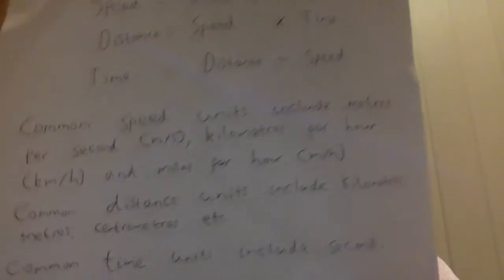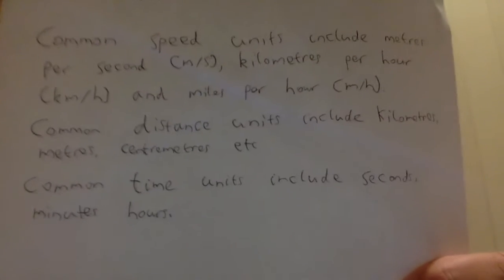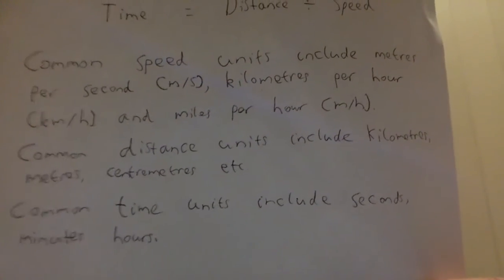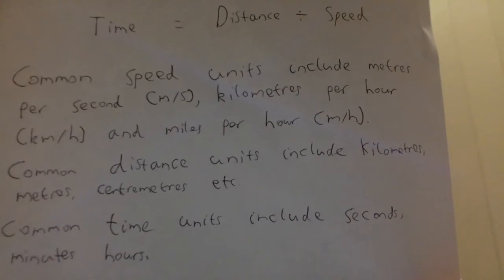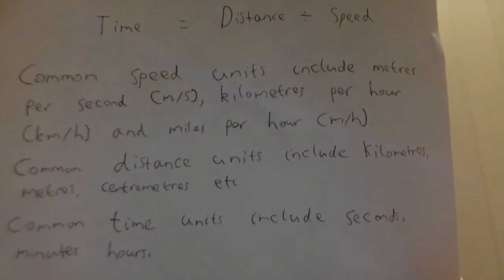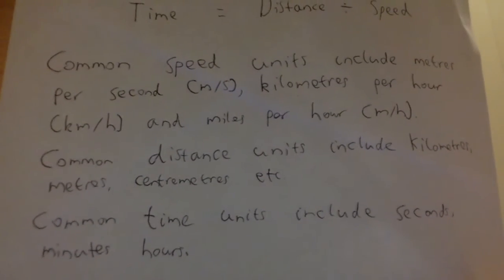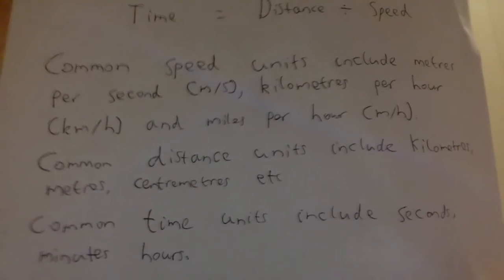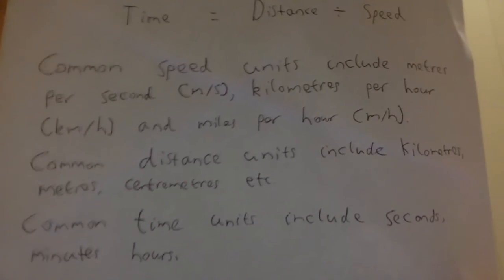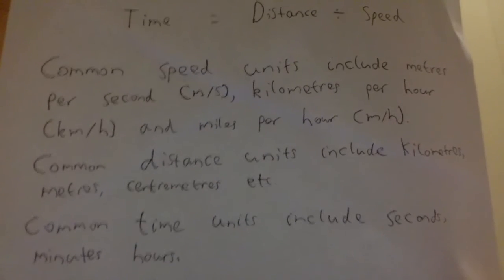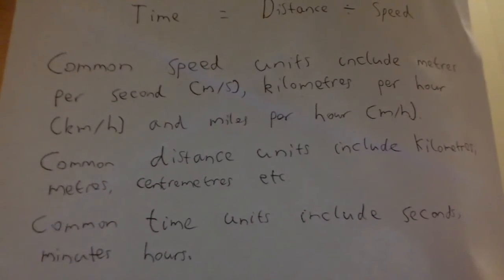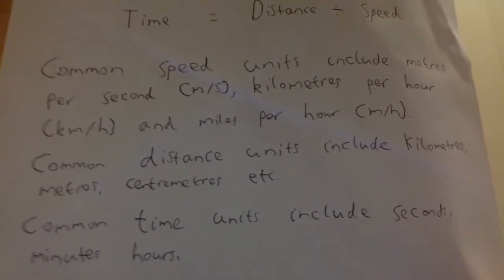And I've just put at the bottom here some of the common units we use for speed, distance, and time. So for speed, we often use meters per second. For longer distances, we might use kilometers per hour, sometimes miles per hour. Obviously for time, we use seconds, hours, minutes. And then for distance, we might use kilometers, meters, even centimeters or millimeters for shorter distances. So that's the basics of it really, just using those three formulas to work out speed, distance, and time.